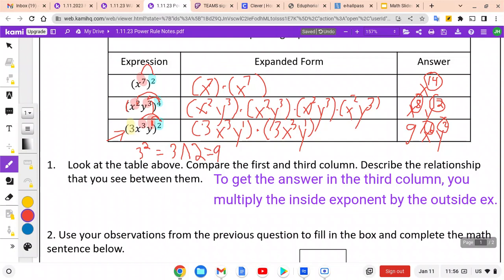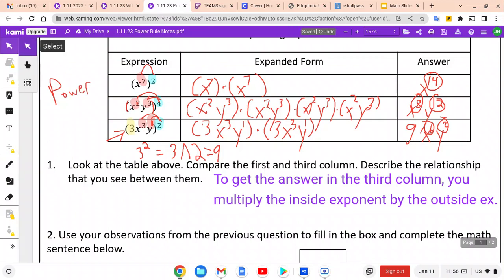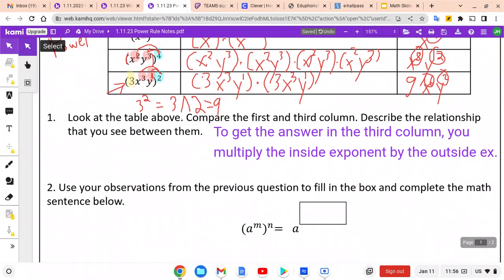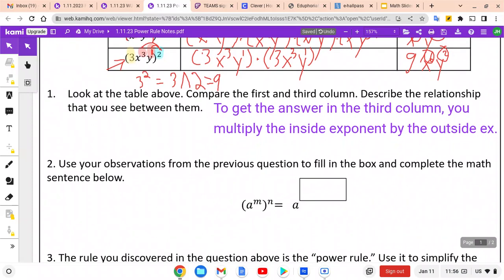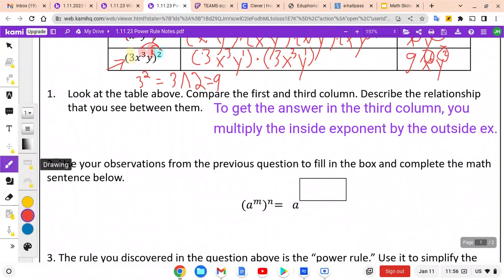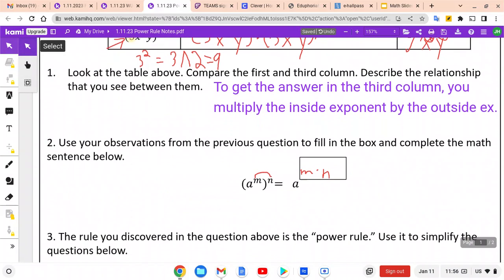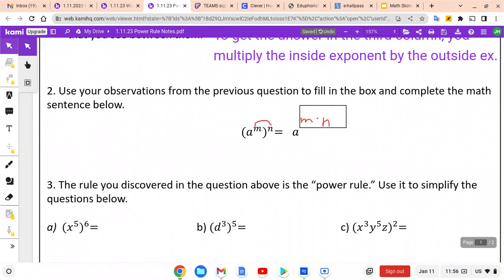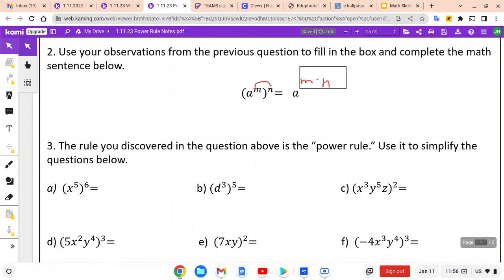All right. So this is called the power rule. We're taking a power to a power, so you multiply the powers. That's expressed symbolically down here. a to the m, to the n. m is the inner exponent, n is the outer. You just multiply. It's the power rule. You multiply the powers, the exponents. Notice how I'm using power and exponents interchangeably.